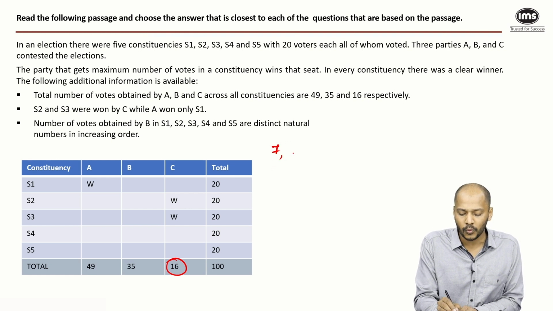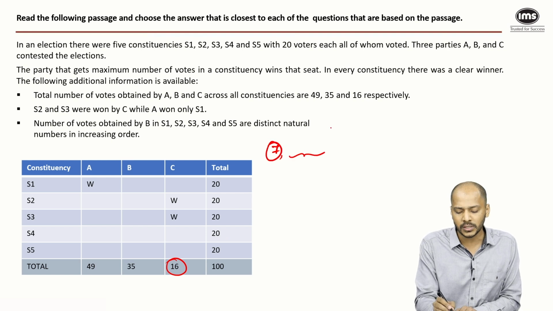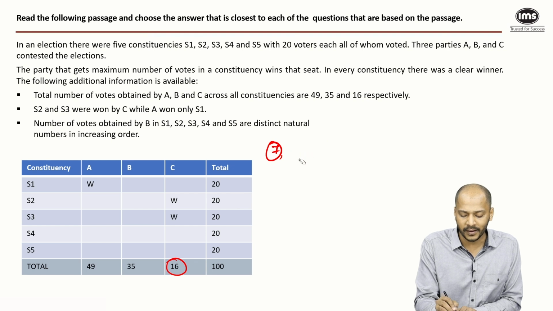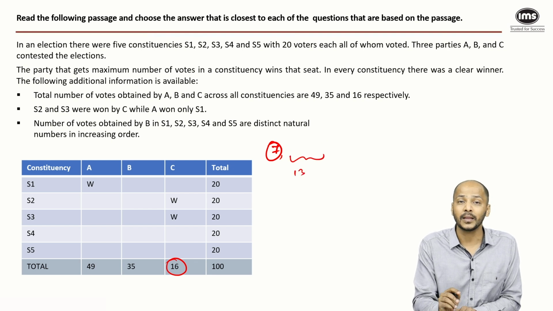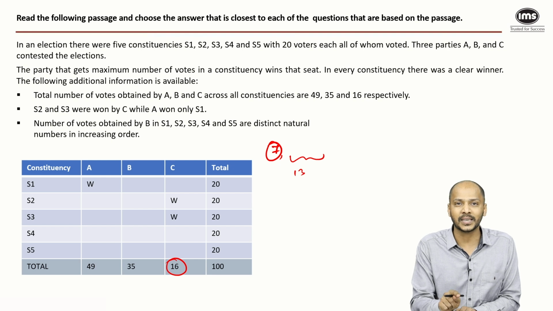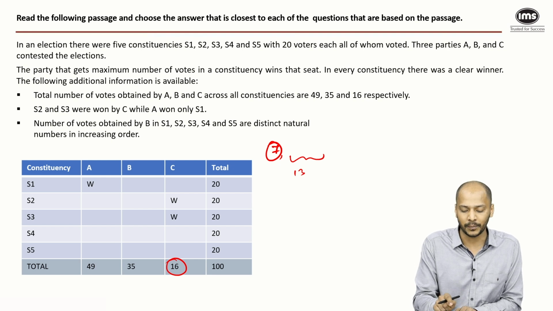So 7, what will be the others? The total has to be 20. So the total of 3 numbers being 20, can the winner have 7 votes? If I try to work that out, I'll realize the remaining total is nothing but 13, and 13 can be obtained as 7 plus 6 or 8 plus 5 or 9 plus 4.